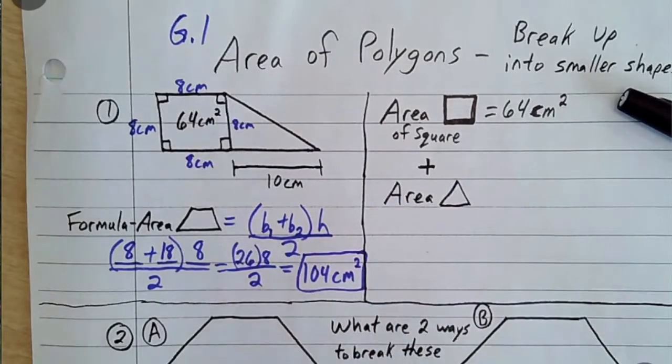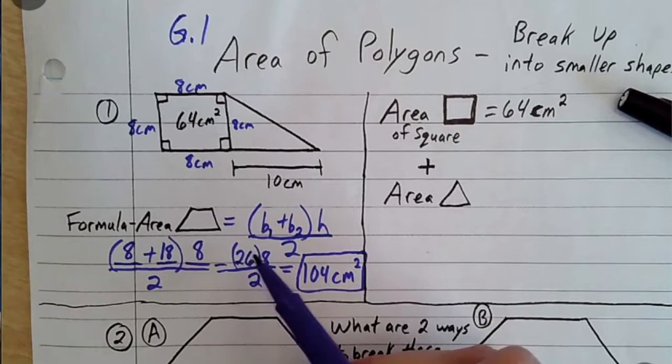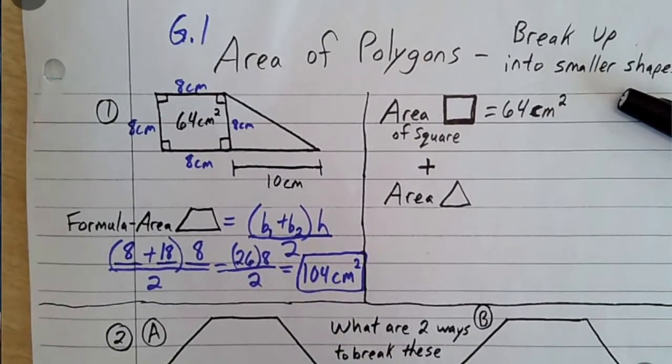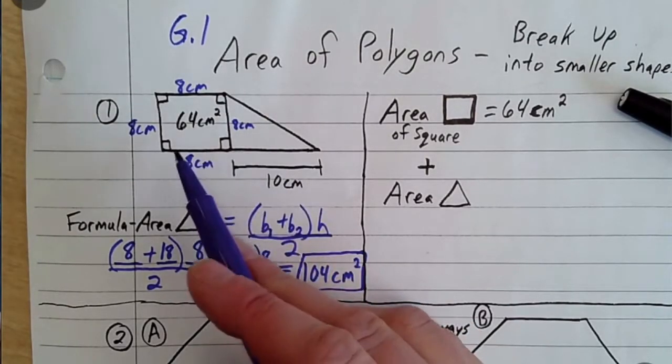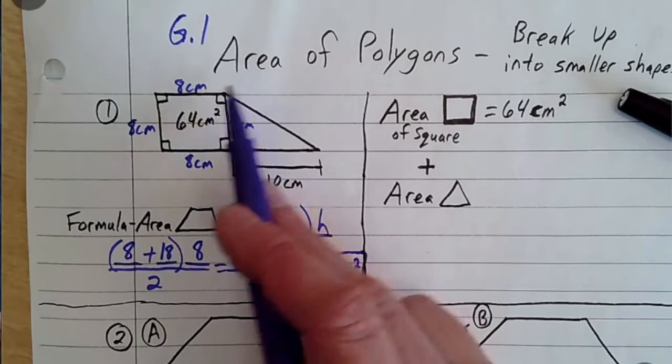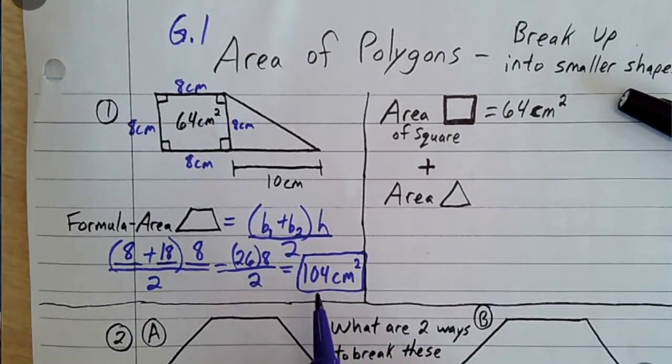Some people like to divide 26 by 2 and get 13, and then 13 times 8. Some people take 26 times 8 and then divide by 2. However, it works to get 104 centimeters squared. Another way you could find the area of this trapezoid is instead of making it one giant shape, you could find the area of the square and then add the area of the triangle to it.